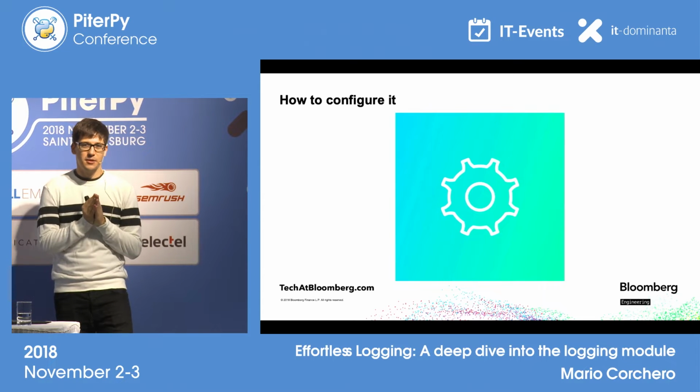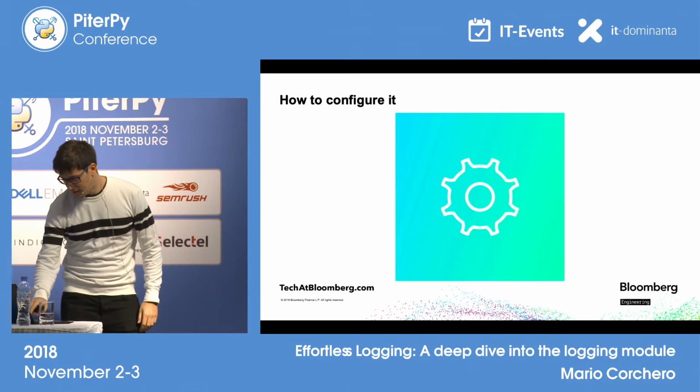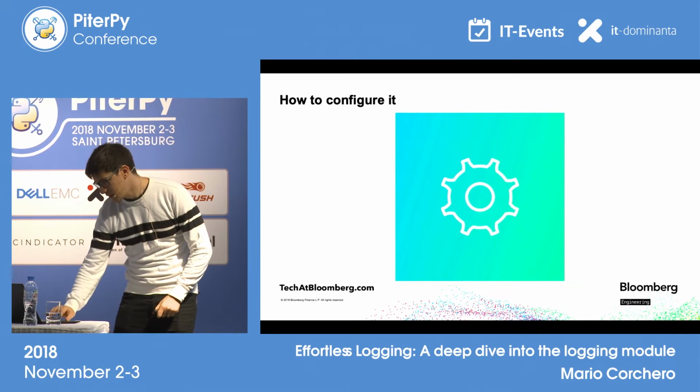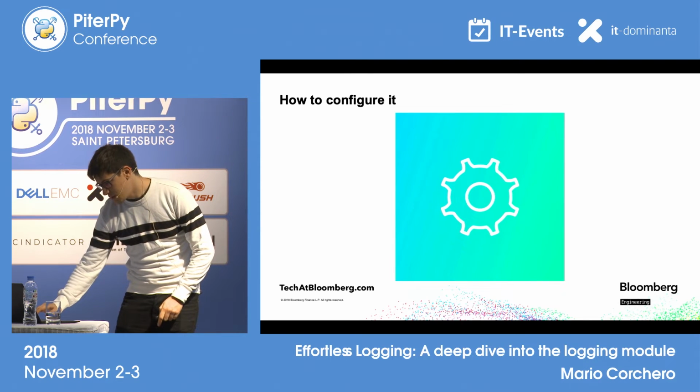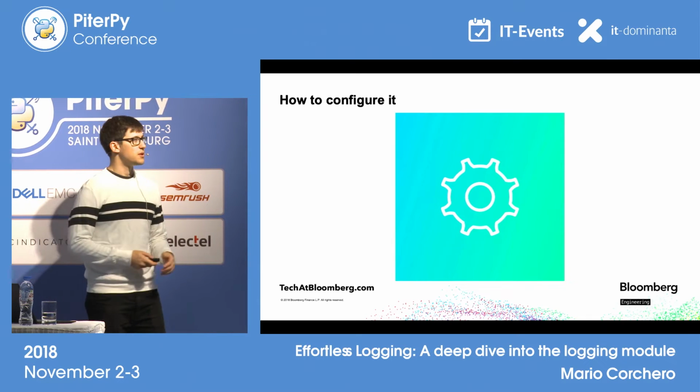Okay, so now let's see how we can configure the logging library, right? Basically, there are 3 ways to configure the whole logging stack. You can do it yourself via code. You can do it with what's called dictConfig, where you can pass a dictionary, and you can also use an ini file.